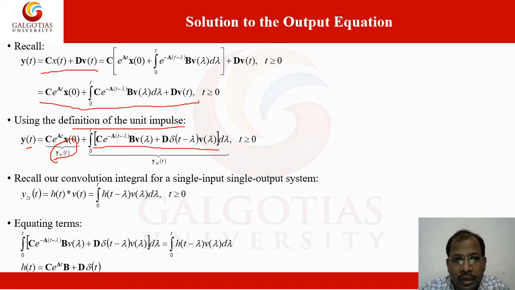Recall the convolution integral for single input and single output. For the integral we use multiplication, so we can integrate in this form. Using this lemma we can simplify, and h(t) equals finally this form. Here I am not going to discuss the mathematical detail; just using this lemma we can put it here and obtain this form.